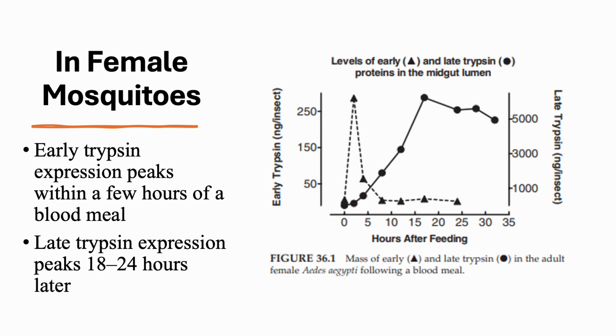If you can see that, the levels of early trypsin peak in the beginning and go back down. And then it's kind of the inverse reaction with the late trypsin, as it starts low and then increases as the hours increase. So you can see that relationship there. That's why the late trypsin expression peaked 18 to 24 hours later, and the early was expressed in the beginning. So it's kind of the opposite of each other.